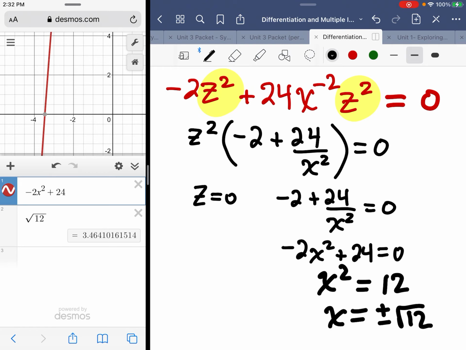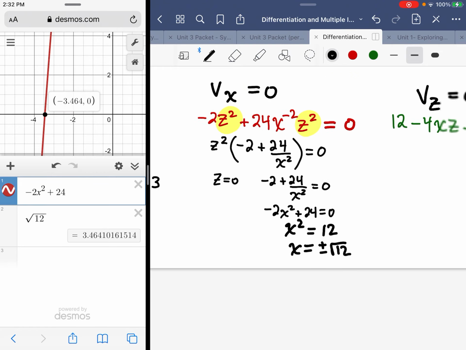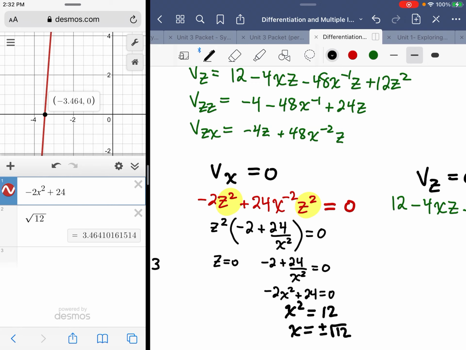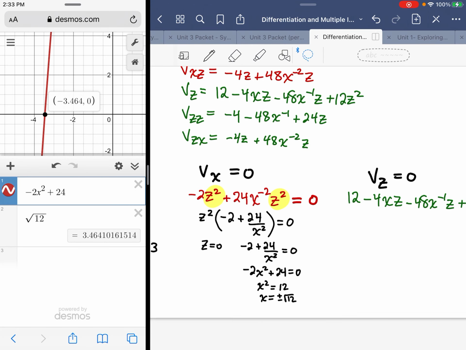All right, so that's your 3.46-ish. All right, positive or negative. So we have some values. Now these aren't corresponding values, as in this is not going to give us an ordered pair, because this x doesn't correspond to that, or this set of x values doesn't correspond to that 0.